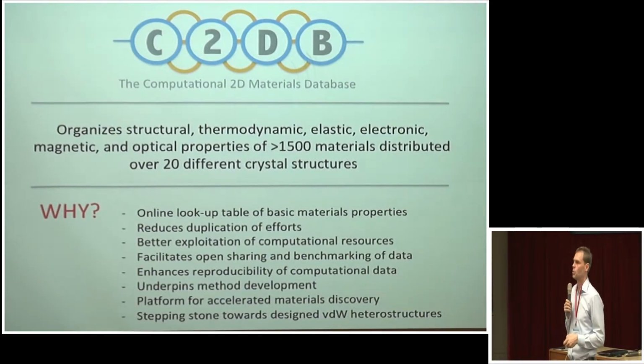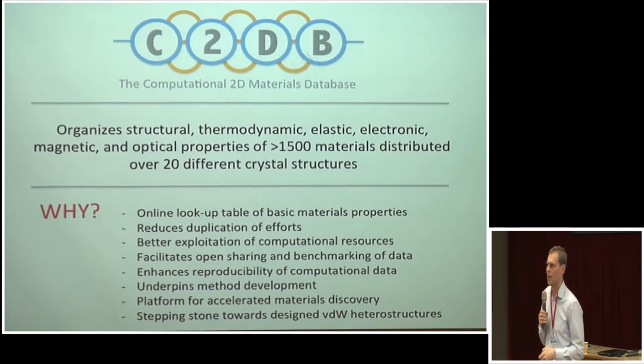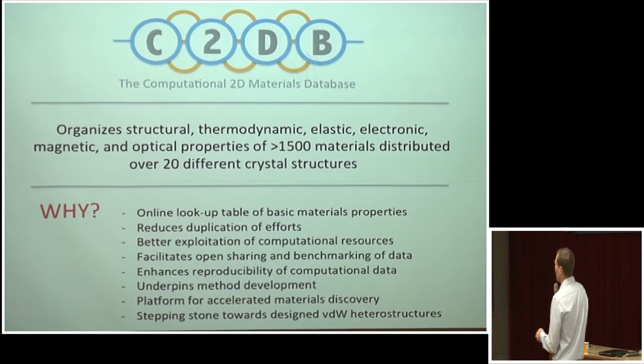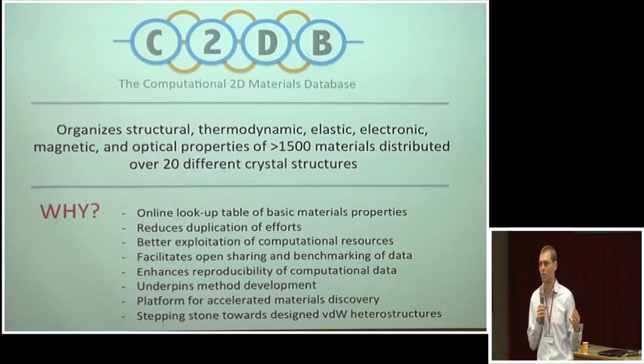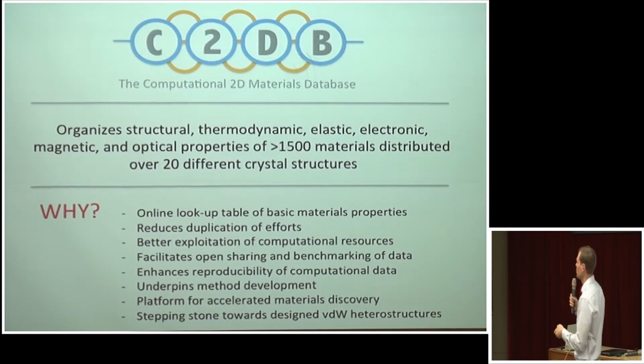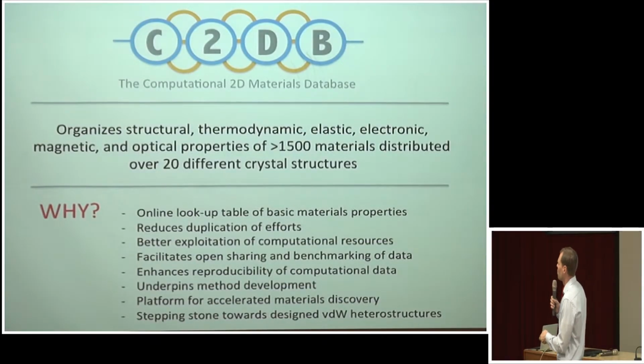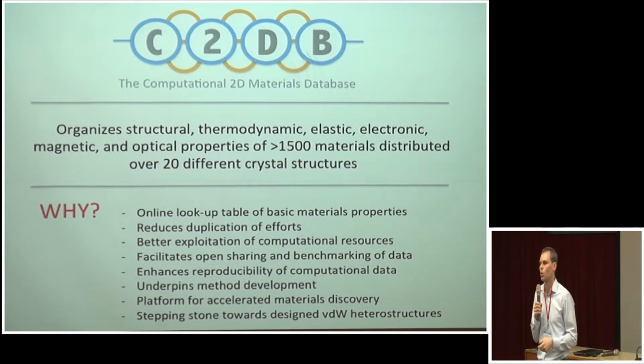So why would we like to spend so many resources on creating such a database? I think there are many reasons for doing this. First, it provides an easy, accessible lookup table if you're interested in basic properties of 2D materials. It reduces duplication of efforts. I don't know how many times in my group we've calculated the band structure of MoS2. Now we've done that once and we don't have to do it again. We also exploit computational resources much better, because every time you do a DFT calculation, you're actually calculating a lot of stuff that you're not using.